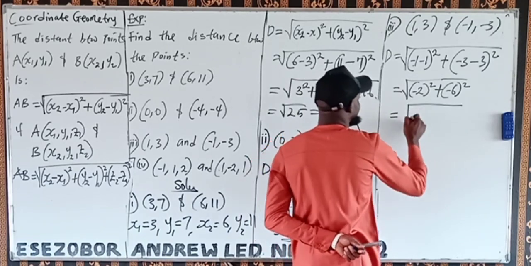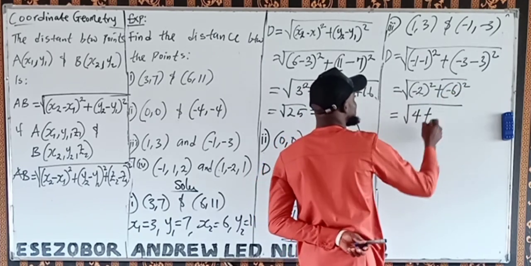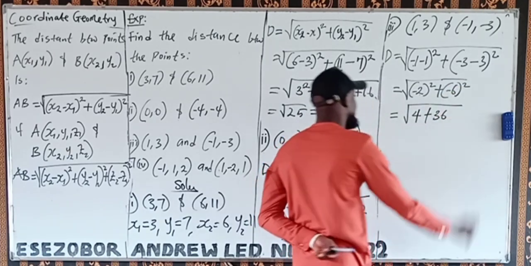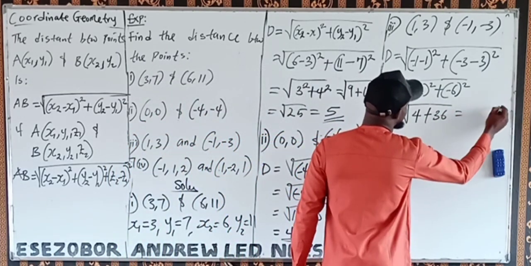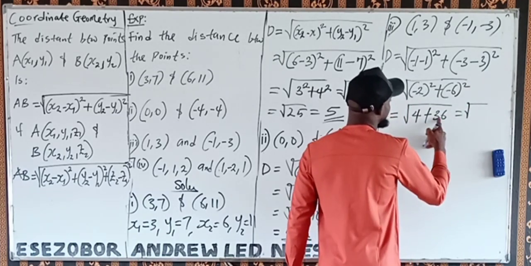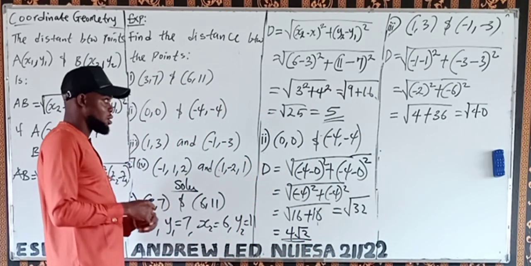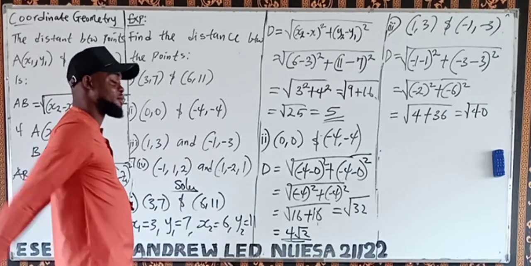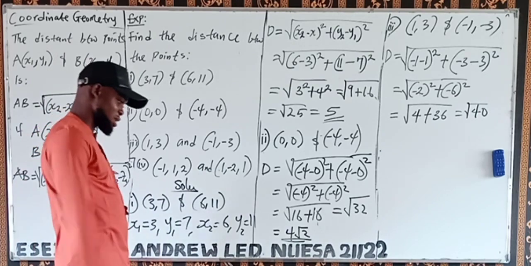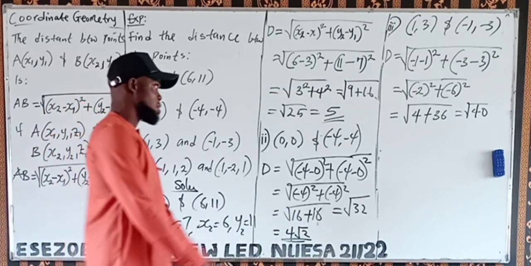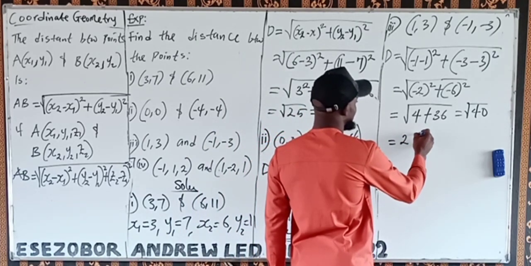So this one is going to give us something very nice. Minus 2 squared is 4. That is plus 4. Minus 6 squared will be 36. You square a minus and it becomes plus. So this is going to give us the square root of 4 plus 36, that is 40. And 4 times 10 is 40. So we can write this one as, I think, 2 root 10.